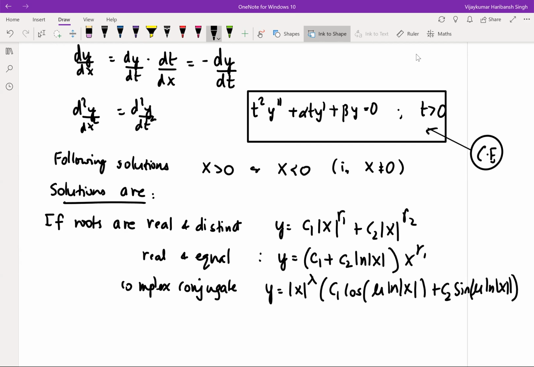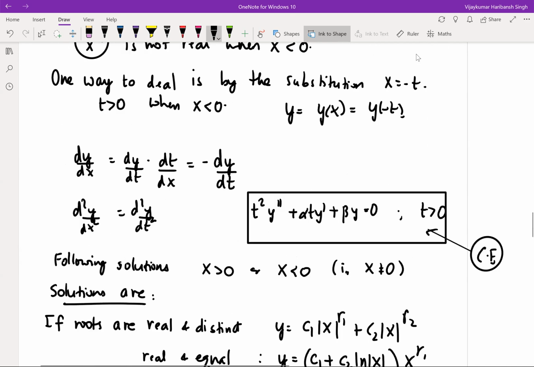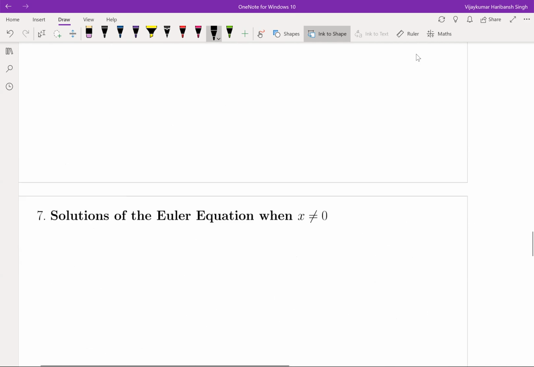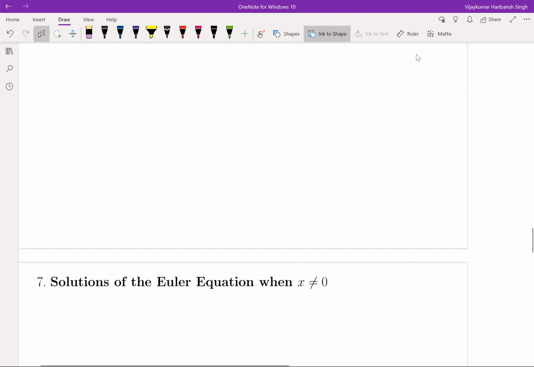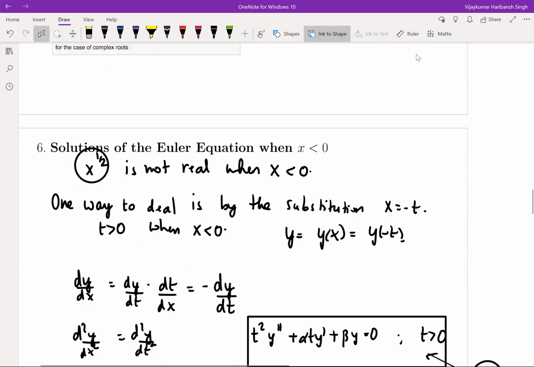So now let's discuss solutions of the Euler equation when x is not 0. So this is the discussion then.